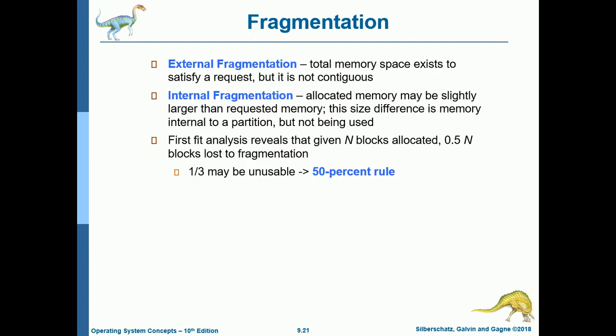Okay, next we have fragmentation. External fragmentation: total memory space exists to satisfy a request, but it is not contiguous. And then we have internal fragmentation: allocated memory may be slightly larger than requested memory. This size difference is memory internal to a partition but not being used. Okay, so let's have another example.